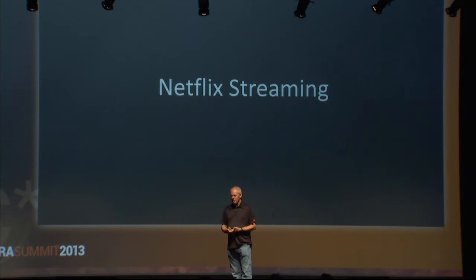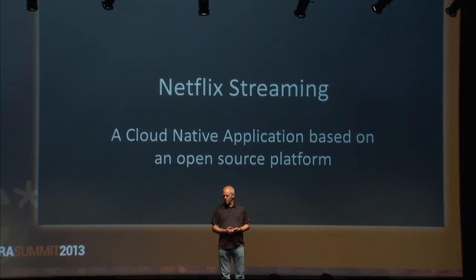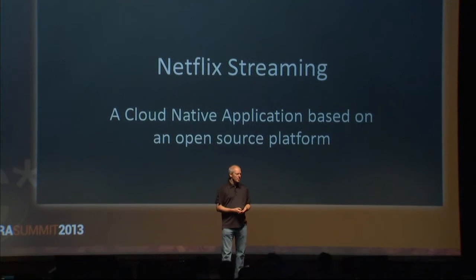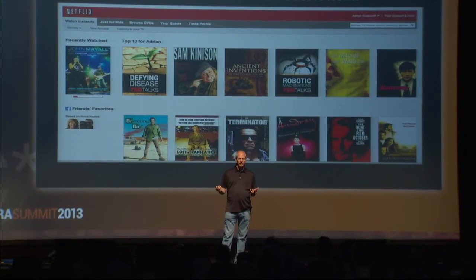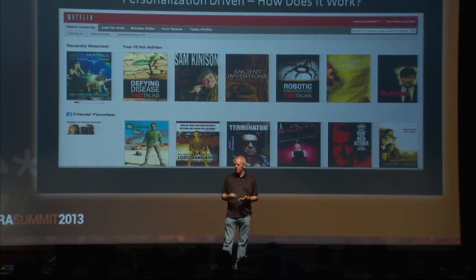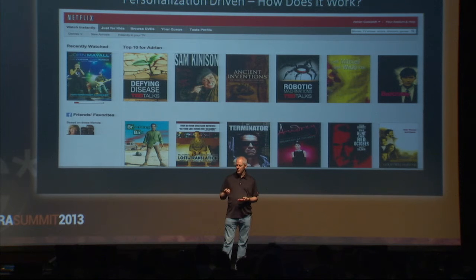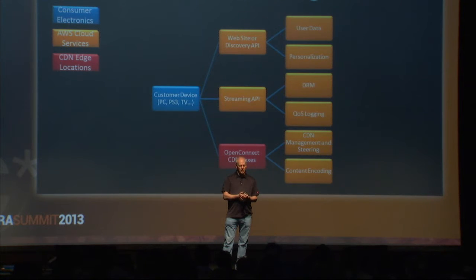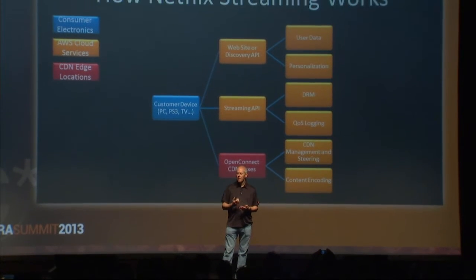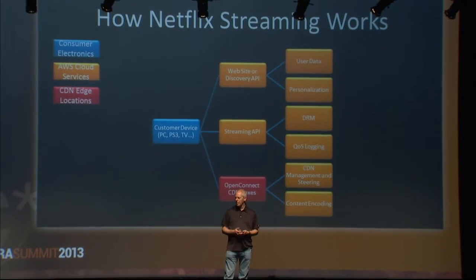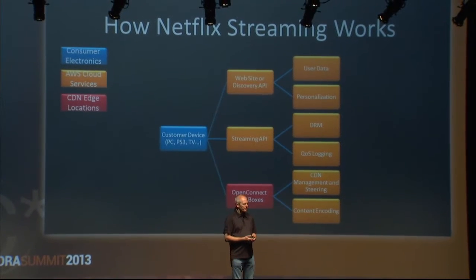Okay. So let's look at Netflix streaming and how that operates. This is a cloud-native application based on this open source platform. So most of you probably have Netflix. This is roughly what it looks like. You see a bunch of movies picked for me and some friends' favorites because I'm hooked up with the Facebook integration. And this is how it works in the background. We have a customer device in blue. Everything in yellow, or the yellowy orange color here, is running on AWS. And the red box is our CDN.